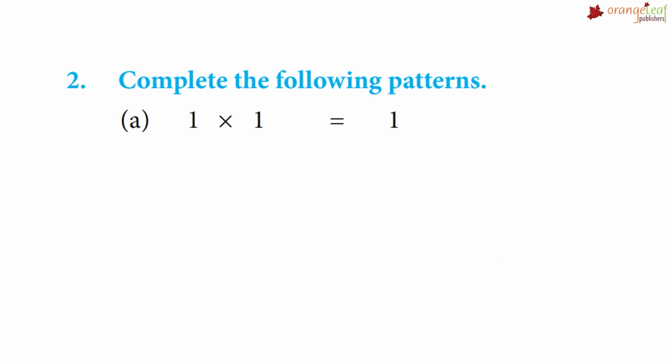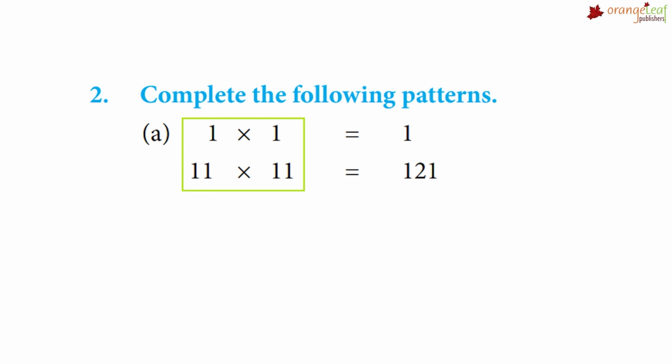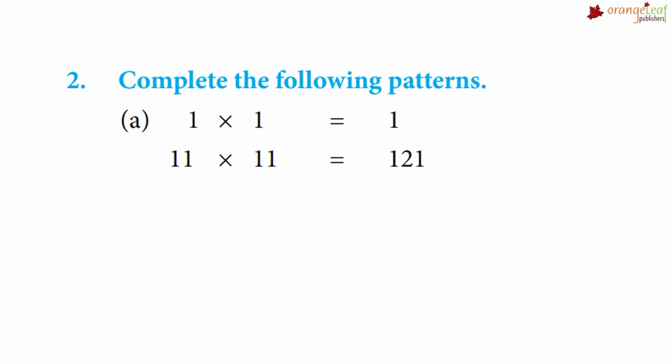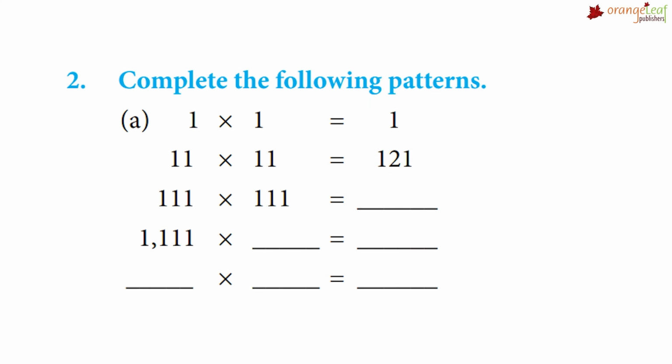Now let's complete the following pattern. 1 into 1 is equal to 1. 11 into 11 is equal to 121. We can see that the numbers being multiplied are increasing as 1, 11, 111, and the product is coming in the pattern of 1, 121, which is the first number, the number after it, and back to the first number. So the next answer will be 12321. We can also check this by multiplying 111 into 111.